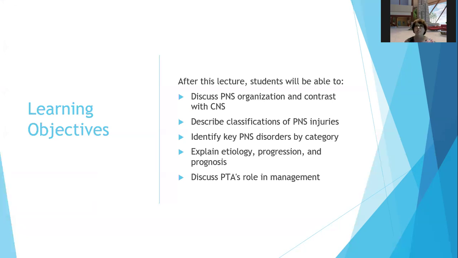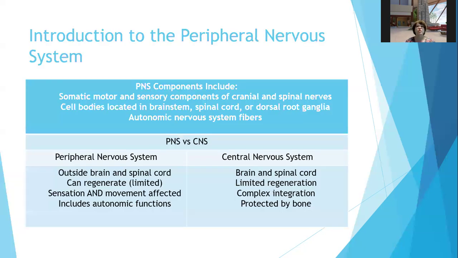So the peripheral nervous system is anything that's outside the bone. So it's not inside the spine, that's the spinal cord. It's not inside the cranium, that's the brain. Everything else is peripheral. So when we talk about dermatomes and myotomes, it's the skin and muscle that's innervated by the peripheral nervous system. We're going to talk about classifications of peripheral nervous system injuries, key peripheral nervous system disorders by category, some of the etiology and progression and prognosis, and our role in the management of these types of injuries.